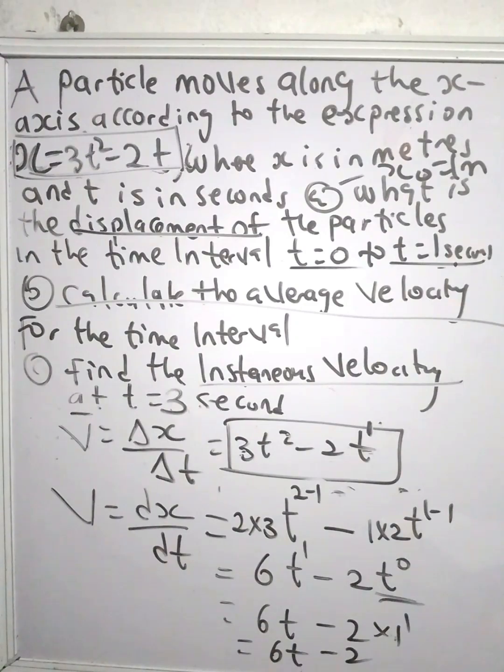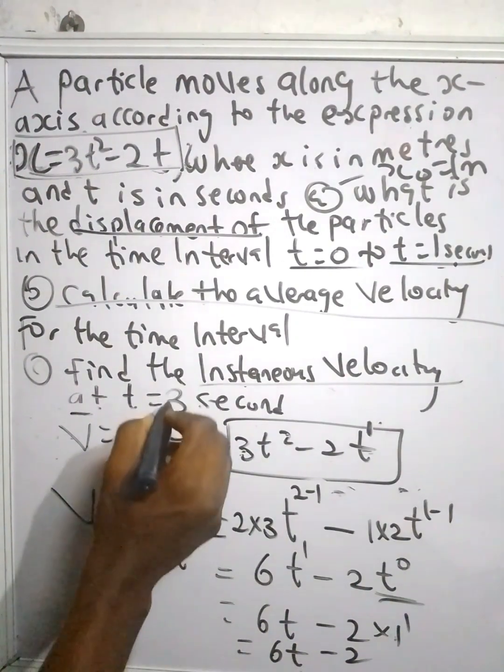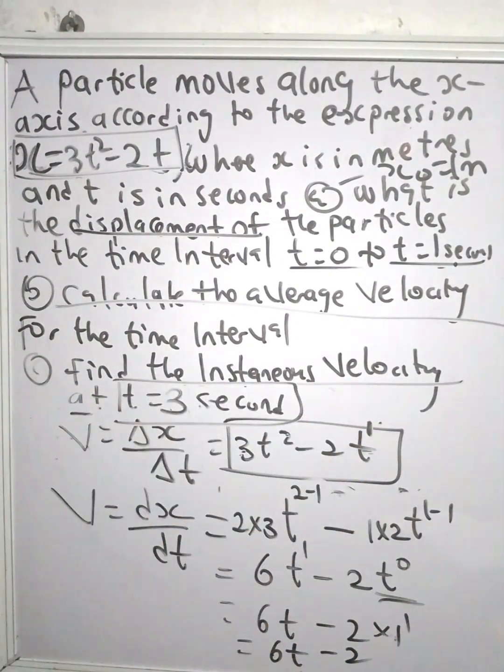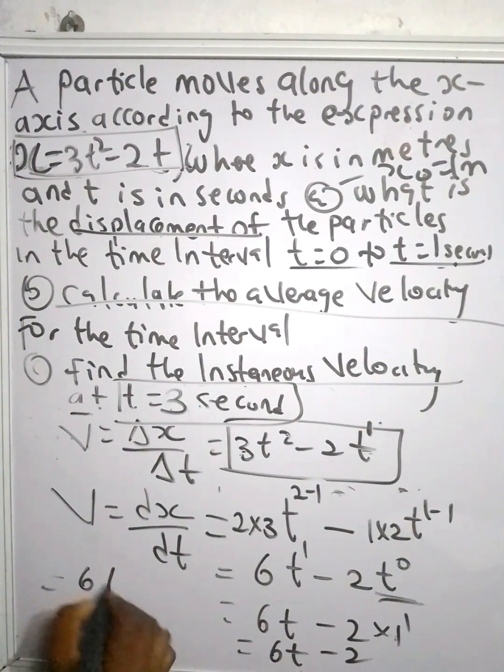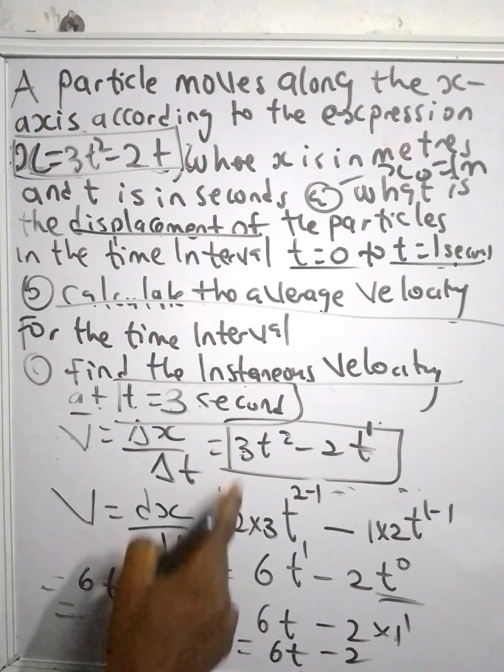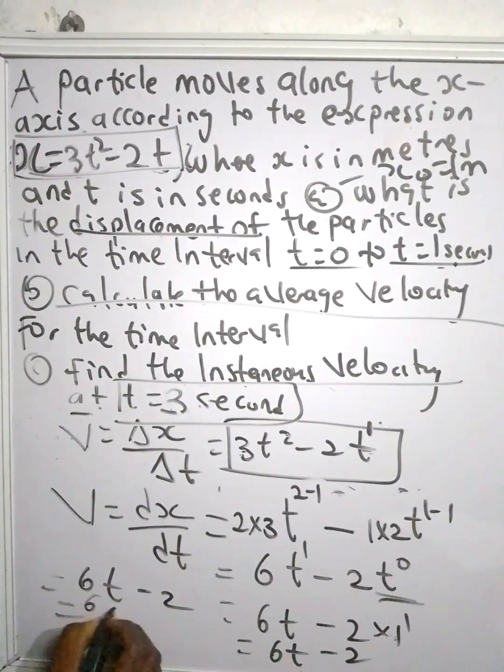Now, we are told that t is equal to 3 seconds. That means anywhere I see t, I'm going to put 3 seconds. So what do you think the answer will be? The answer is going to be 6 times 3 minus 2. 6 times 3 is 18. 18 minus 2 is 16. So, 16 meters per second. That's the final answer.